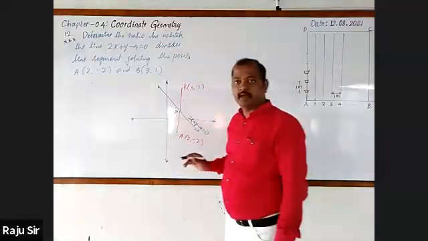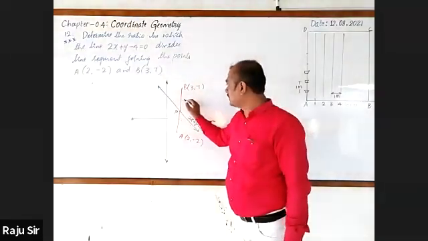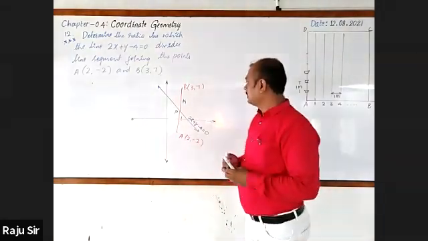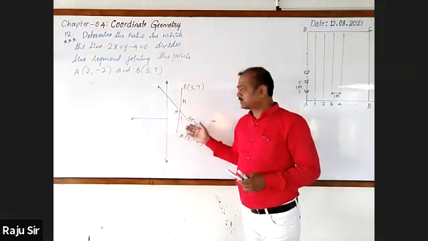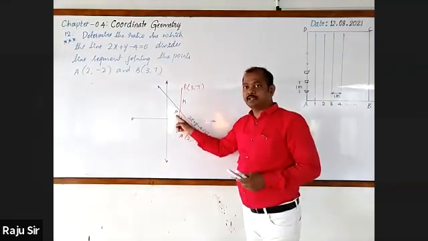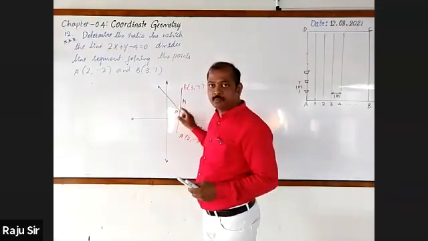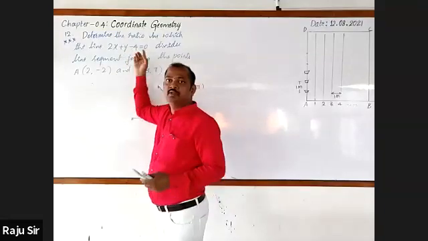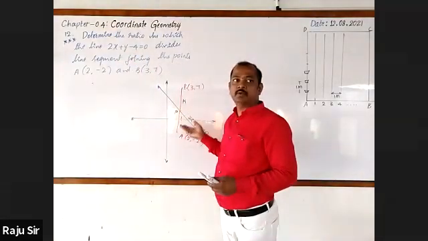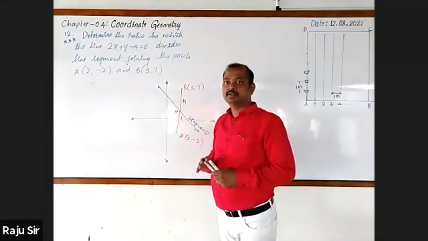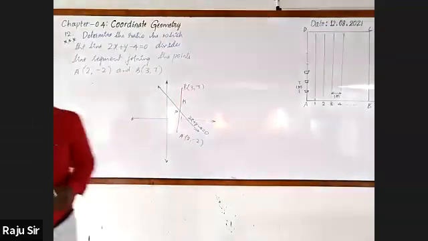The ratio is unknown. Let us go for assuming this ratio as K is to 1. By using the section formula, you will get the coordinates of P, that is x comma y. After getting that, you substitute both the x coordinate and y coordinate in this equation. You will get the value of K. Then that will be the ratio. Did you understand? Yes, sir.